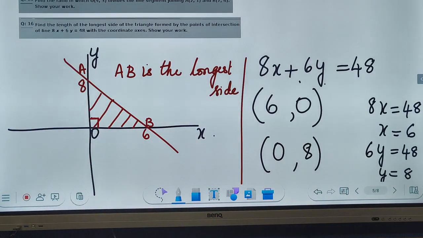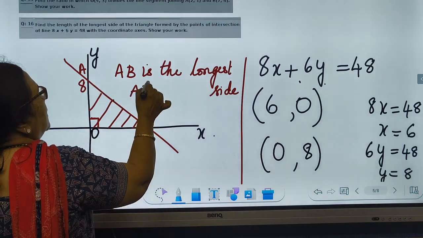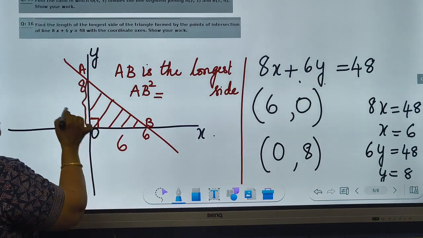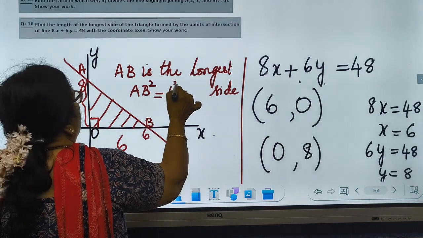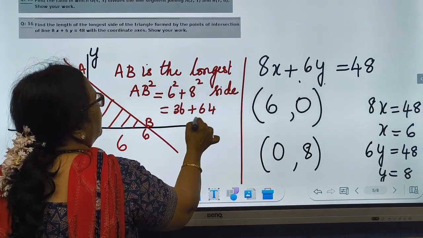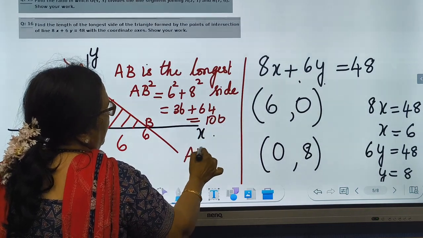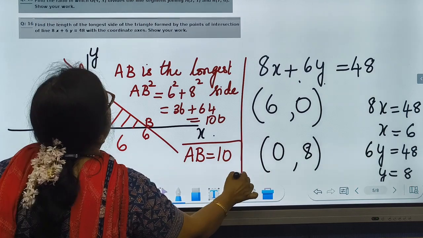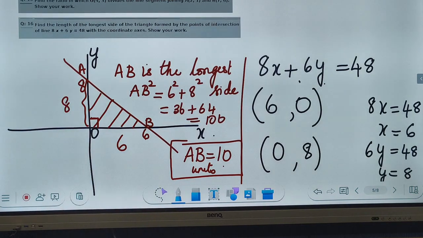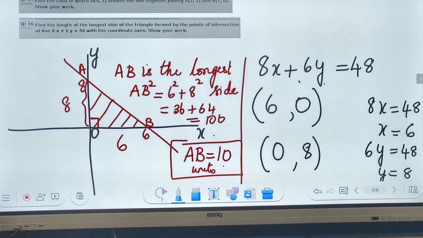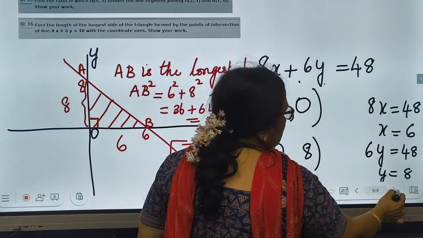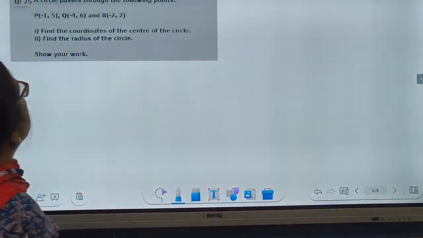Now how do I find the length of AB? AB square is equal to this. If this distance is 6 and this distance is 8, so 6 square plus 8 square, 36 plus 64, which is 100. So AB equal to 10 units. So the longest side of the triangle formed is of length 10 units. Is it clear? Very interesting problem. These are what are called competency based problems.